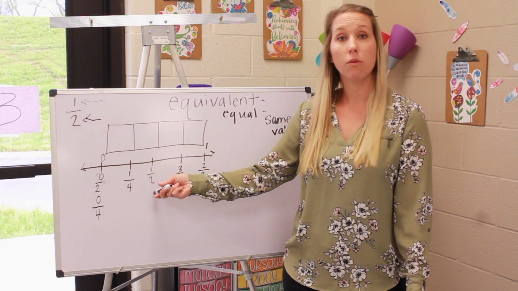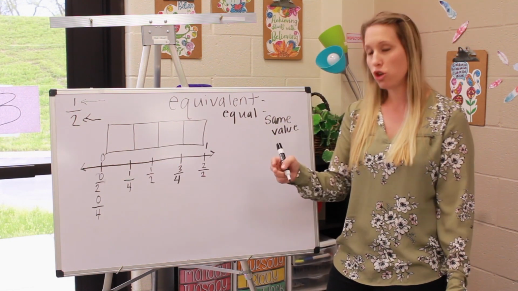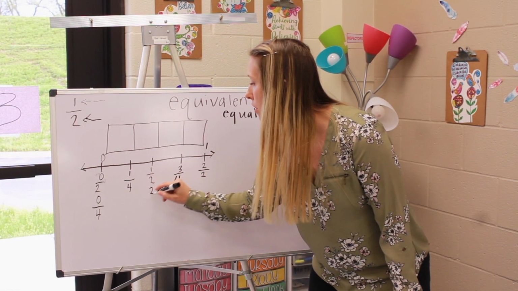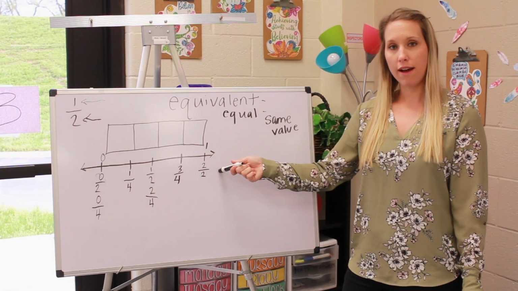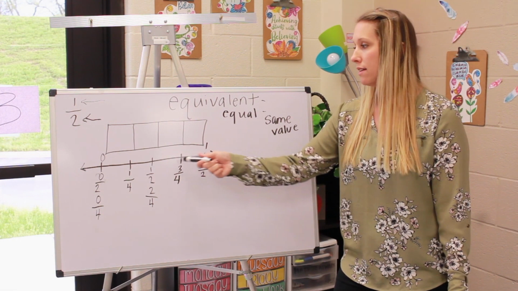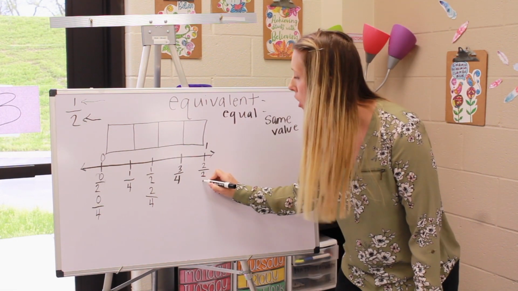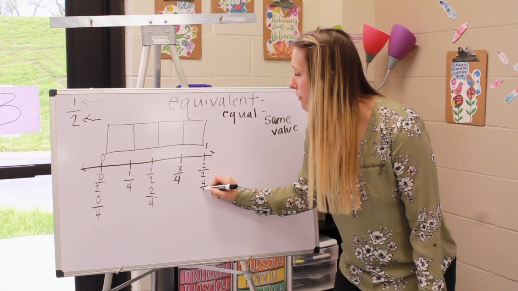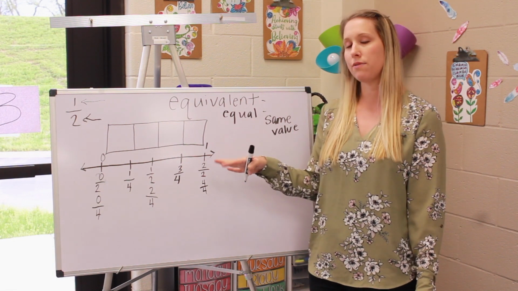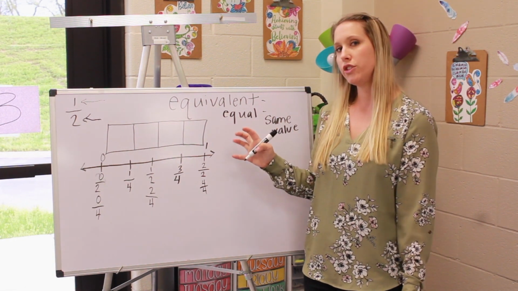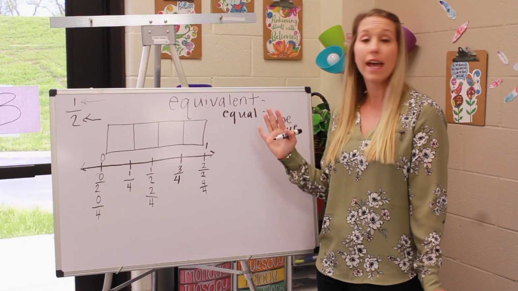1/2, where it previously was 1 out of 2, is now 2 out of 4. And our last section was 2 out of 2, but now that we've partitioned it into 4s, it is now 4 out of 4. I want you to ask yourself something. Did we change the size of our number line? Did we change the size of our rectangle? No, we didn't. We didn't change the size of anything.